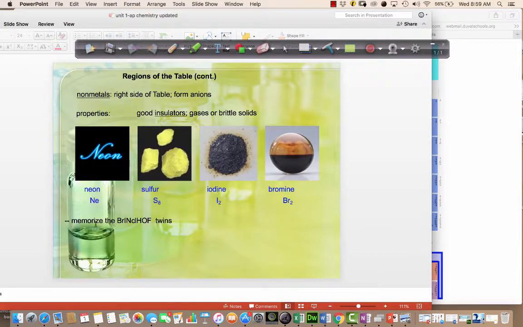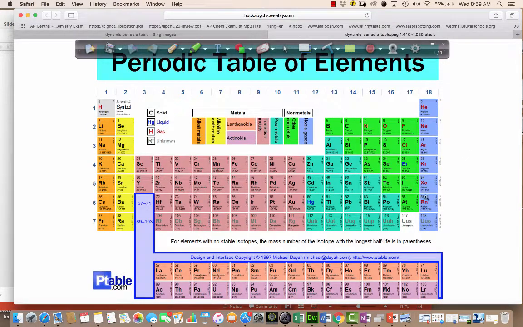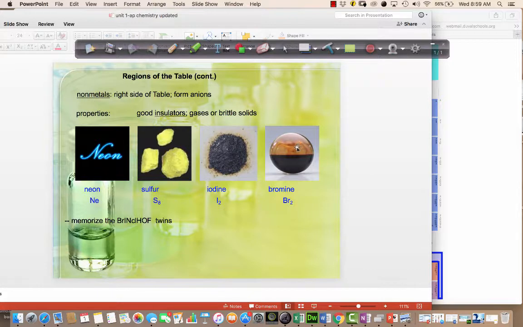Now, our nonmetals are going to be on the right side of the table. Now, we actually don't have that many nonmetals. Most of our elements are metals. So they're on the right-hand side of the periodic table. Don't forget about hydrogen, though. And they are good insulators. They are usually gases, or they're brittle solids. So you'll see things like neon, sulfur, iodine.